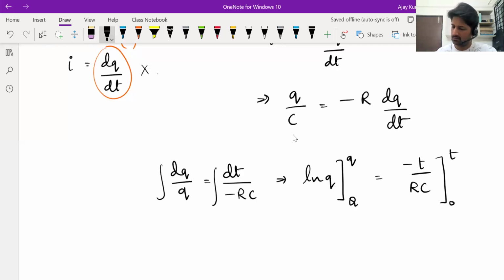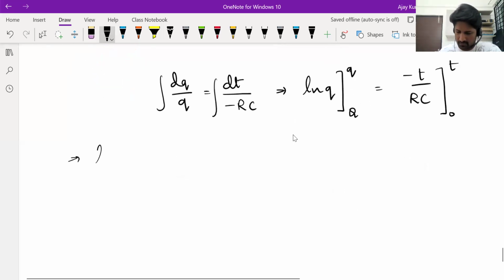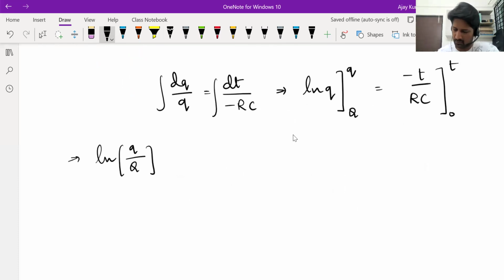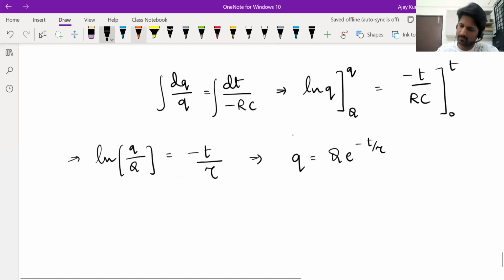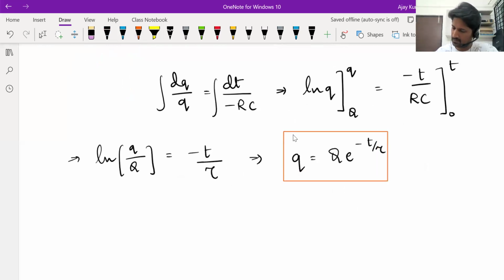0 to t. So substitute limits, you get ln small q divided by capital Q. Ln small q minus ln capital Q, that is ln small q by capital Q, is equal to minus t by RC. RC, I'm writing it as tau again. So you get q is equal to capital Q e power minus t by tau. That's all. As the equation suggests, this is an exponentially decreasing charge.